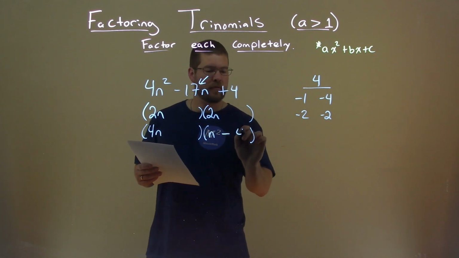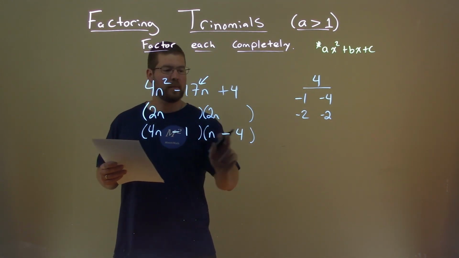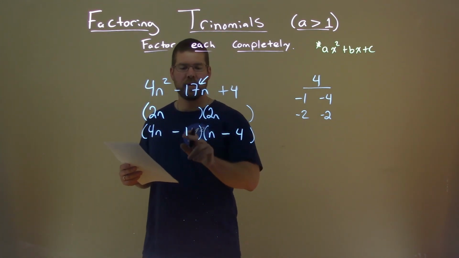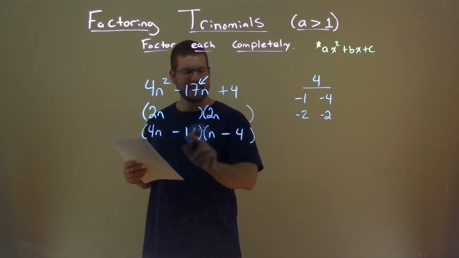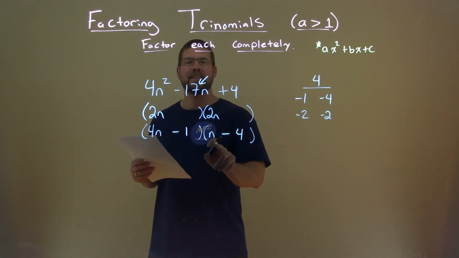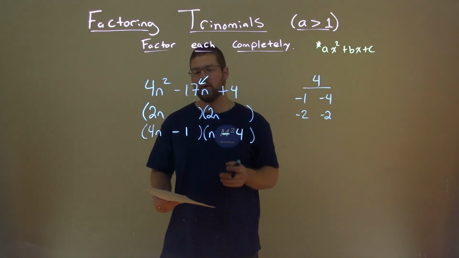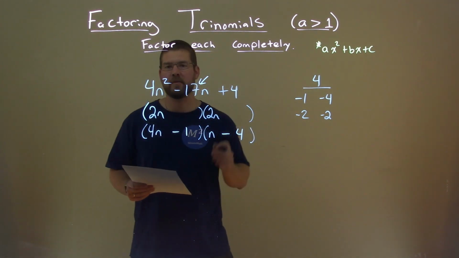So if we put a minus 4 here and a minus 1, we can see 4n times negative 4 is a negative 16, plus negative 1 times n is a negative 17n. And there we have our final answer, 4n minus 1 times n minus 4.